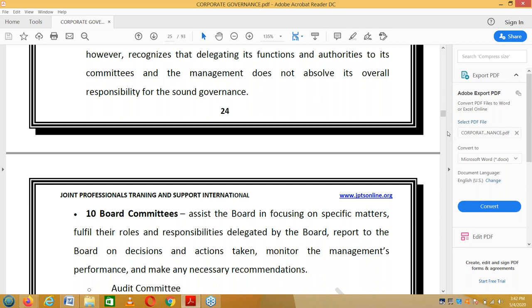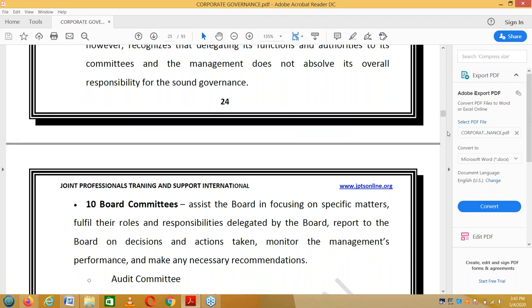The 10 board committee. They assist the board in focusing on specific matters, fulfill their roles and responsibilities delegated by the board. They are to report to the board on decisions and action taken by the board. They are to monitor the management performance and make any necessary recommendation. So the board of directors can also be the subsidiaries, that's group of committee. They are to assist the board in focusing on specific matters. They are to help the board to fulfill their roles and responsibility while putting in mind the objectives of the company.